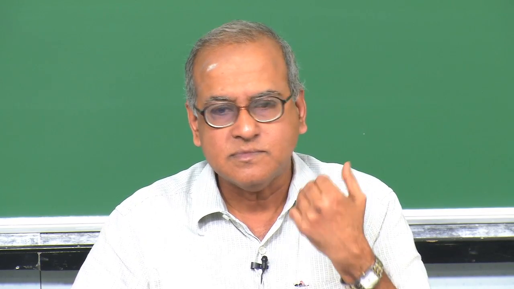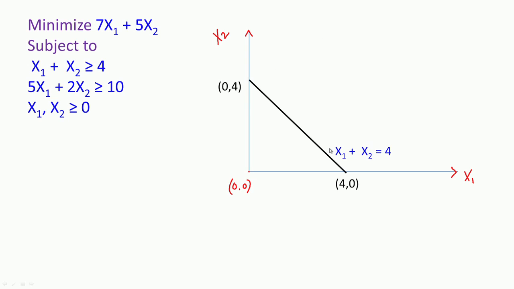Therefore the region that is x1 plus x2 greater than 4 is the region on this side, so all this region is the region x1 plus x2 greater than or equal to 4.